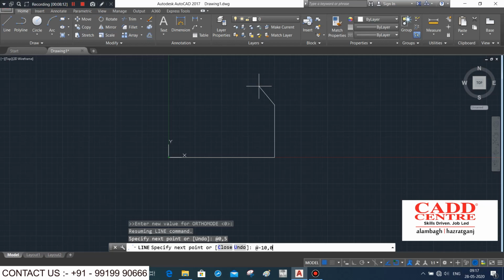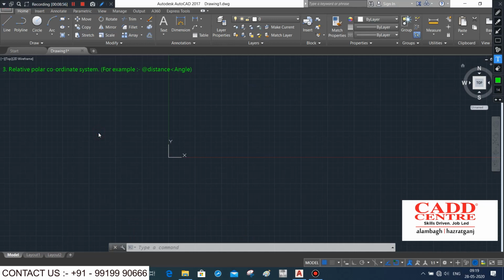And after doing this, press enter. Now to join the line with the origin point or the first corner point of the rectangle, we will provide the coordinates as @0, -5. Enter. We can see our rectangle has been completed by using the relative rectangular coordinate system. Now to cancel the line command, we will press escape key.